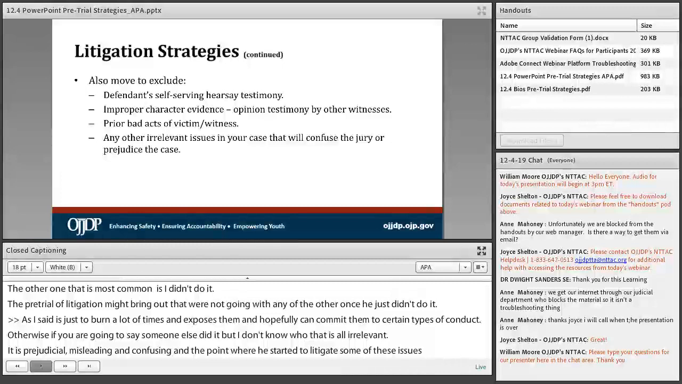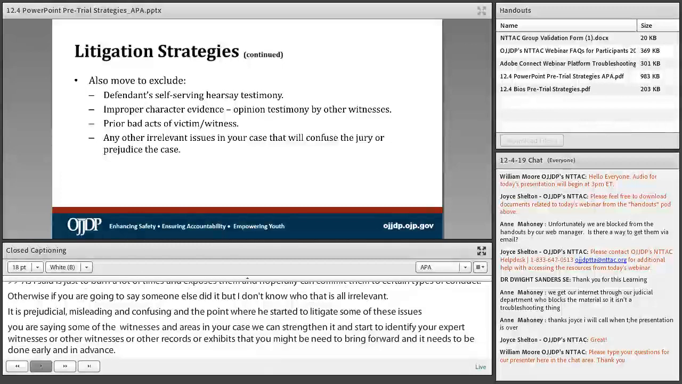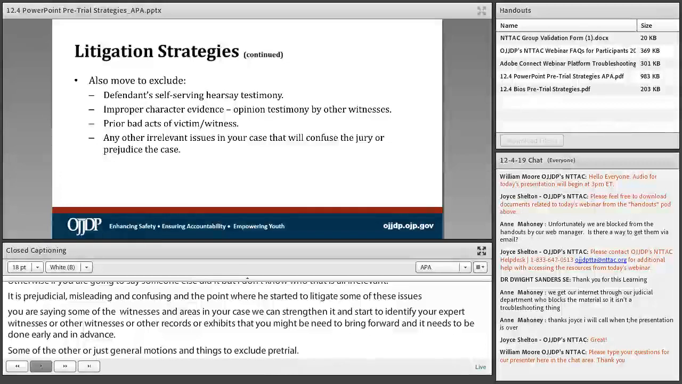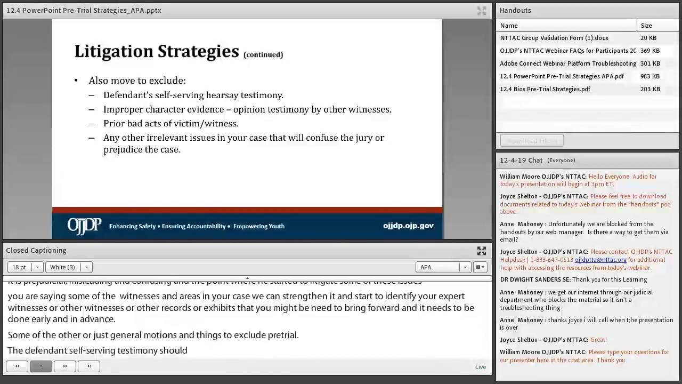Some of the other general motions in limine, or things to exclude pretrial: any of the defendant's self-serving hearsay testimony should be motioned to keep out. If there's going to be improper character evidence presented either by the defense witnesses, the defendant themselves, or the defense attorney trying to elicit that type of information from your witnesses, it should all be left out.